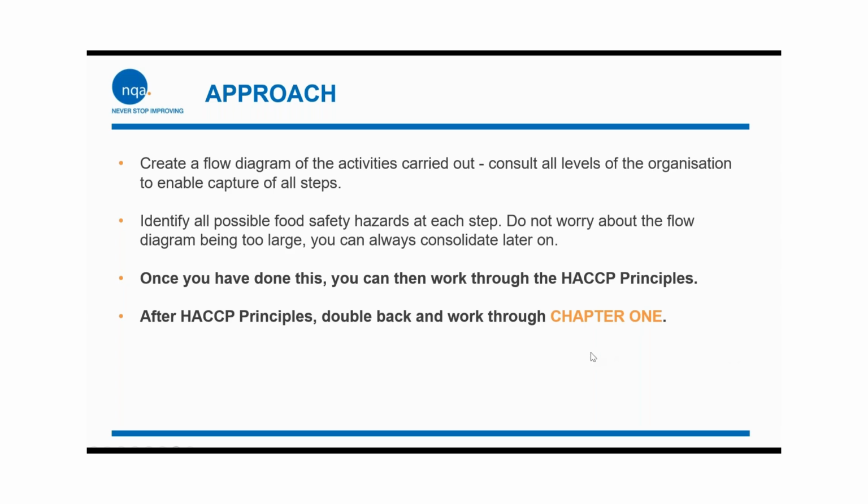So how do we approach creating a HACCP plan? The first thing that you need to do is create a flow diagram of the activities that you carry out and ensure you consult all levels of the organisation to make sure that you capture all steps of the processes. Once you've conducted your flow diagram, identify all possible food safety hazards at each step. Don't worry if your flow diagram is becoming too large. You can always consolidate it later on. Once you have done this, you can then work through the HACCP principles. You can put your hazards through a decision tree and you can determine which ones will be CCPs, how they will be controlled, how they will be monitored and verified. Once you have done this, you can then go right the way back to the beginning and you can work through chapter one.